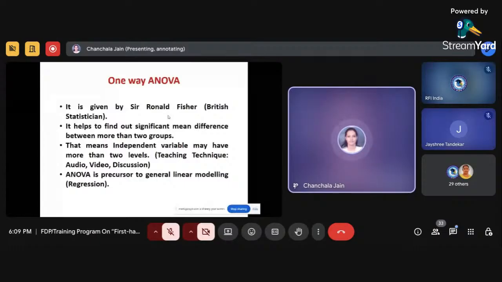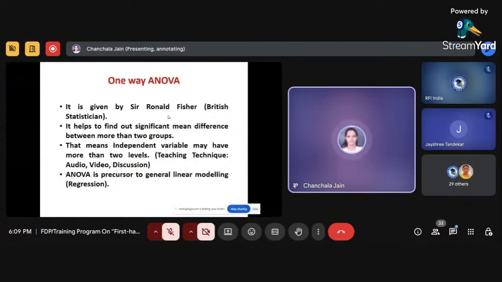Important thing about ANOVA is that ANOVA is known as the precursor to the general linear modeling. So that means whenever you are performing regression, you are getting the ANOVA table also. The ANOVA table is used there to ascertain whether the model we are fitting in the regression is a good fit or not. I think we will talk about this on the day of regression. I'm not talking about this now, maybe it can deviate you from the topic.